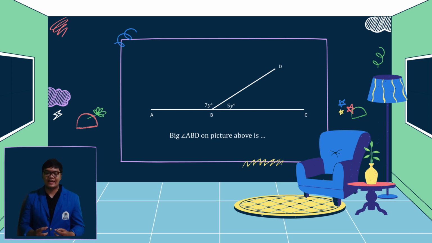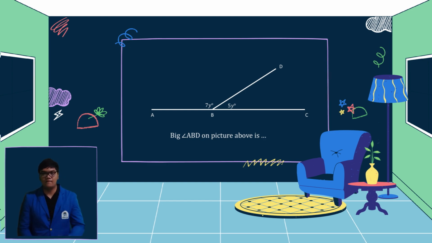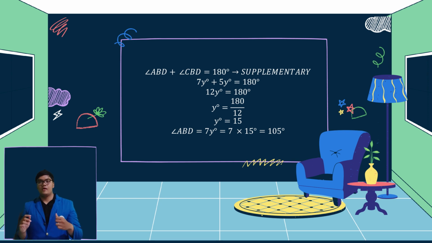Now, okay. This is the problem of supplementary angle. How big is the angle ABD in the picture above? It's quite difficult, isn't it? But let's solve this problem. Let's go. First, we know the sum of angle ABD and angle CBD is equal to 180 degrees.